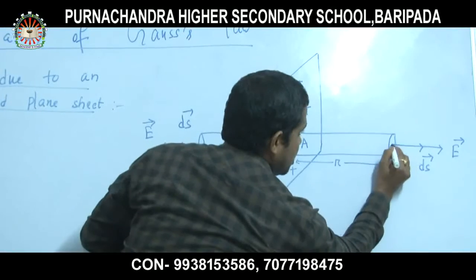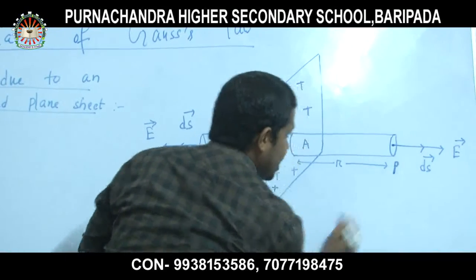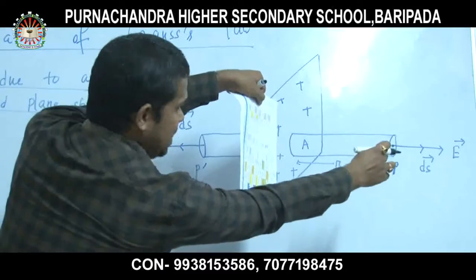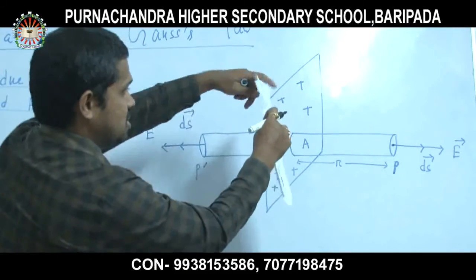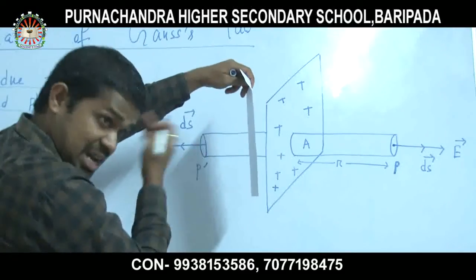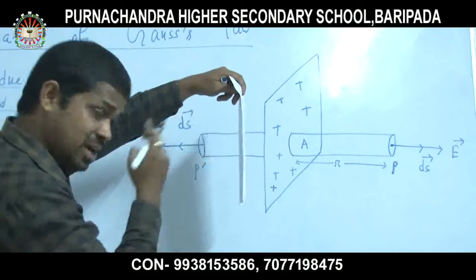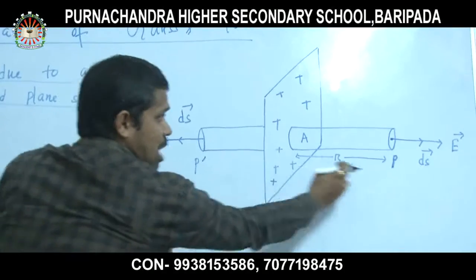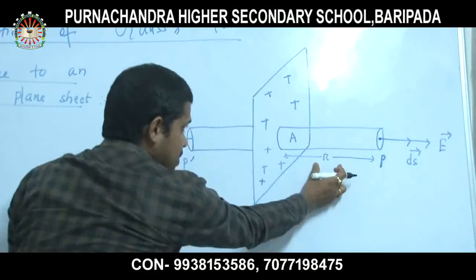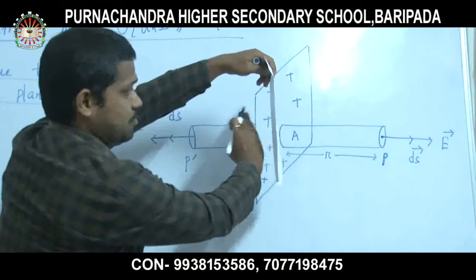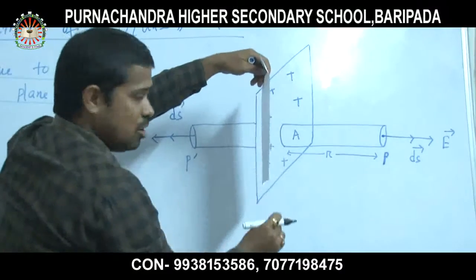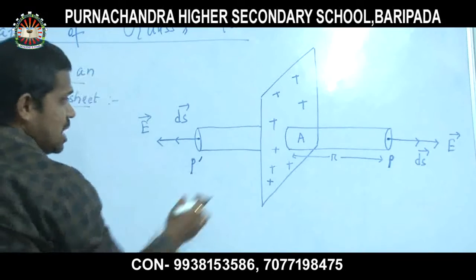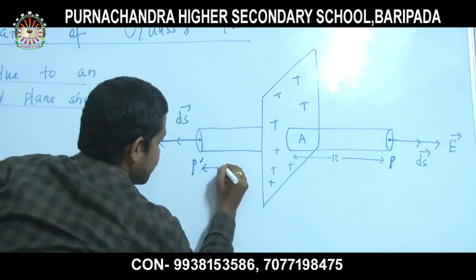We have just seen here, this is a point P. For this surface, this is point P. But for the other surface, I can also take a point at a similar distance. That is a very important one. So for this surface, I will take a point P at a distance r, and for the back surface of this sheet, I will take another point P dash, at the same distance r.